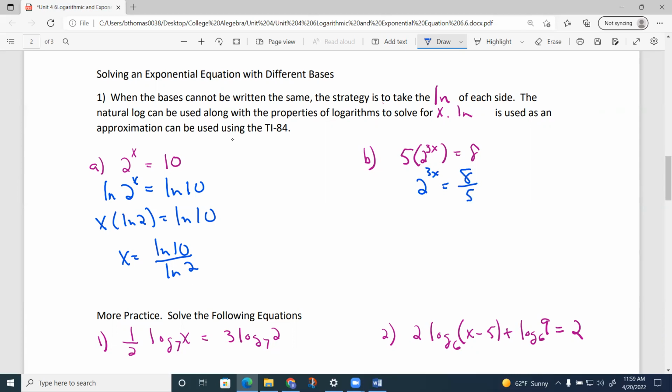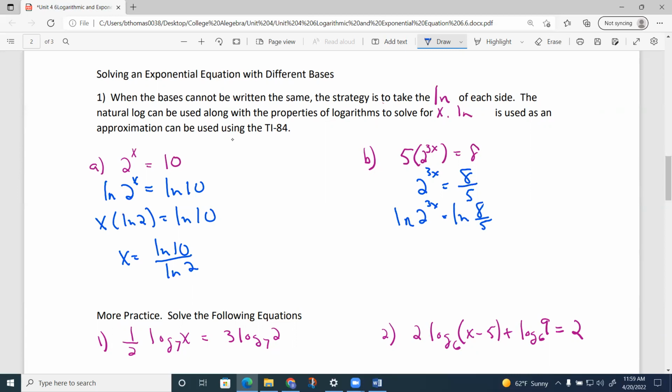Now, the 2 and the 8/5 are not the same bases. So our strategy is, let's take the natural log of each side, because logarithms have special properties that we can use to solve this problem. So the natural log of 2 to the 3x equals now the natural log of 8/5.